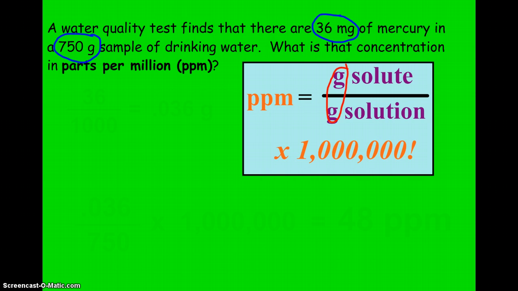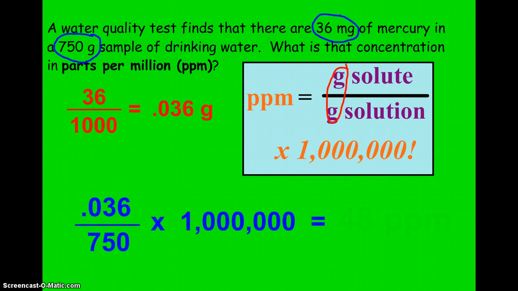We don't want a lot of solute present in these situations, so first thing we're going to have to do is change milligrams to grams, which, if you remember, there's 1,000, like 1,000 years in a millennium, 1,000 milligrams in a gram, so we divide the 36 by 1,000. Now we can use that, compare it to the solution, multiply by a million, parts per million.